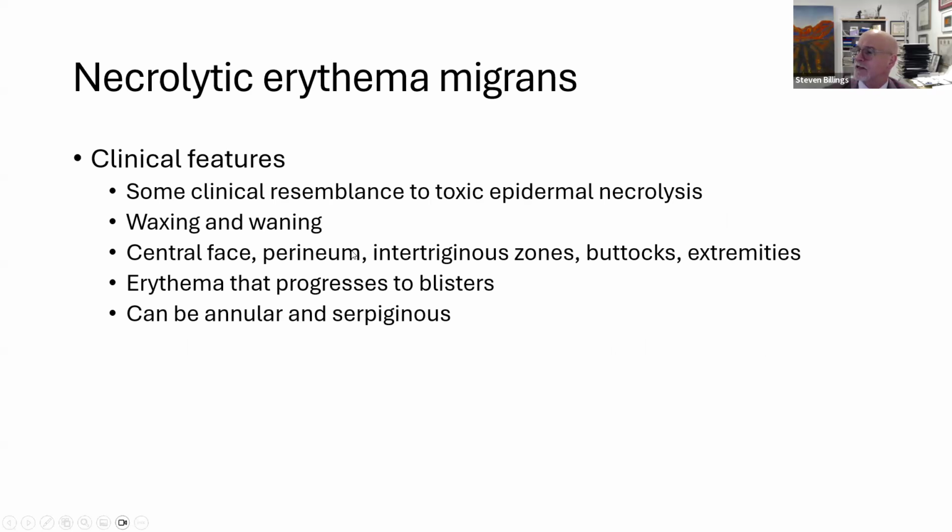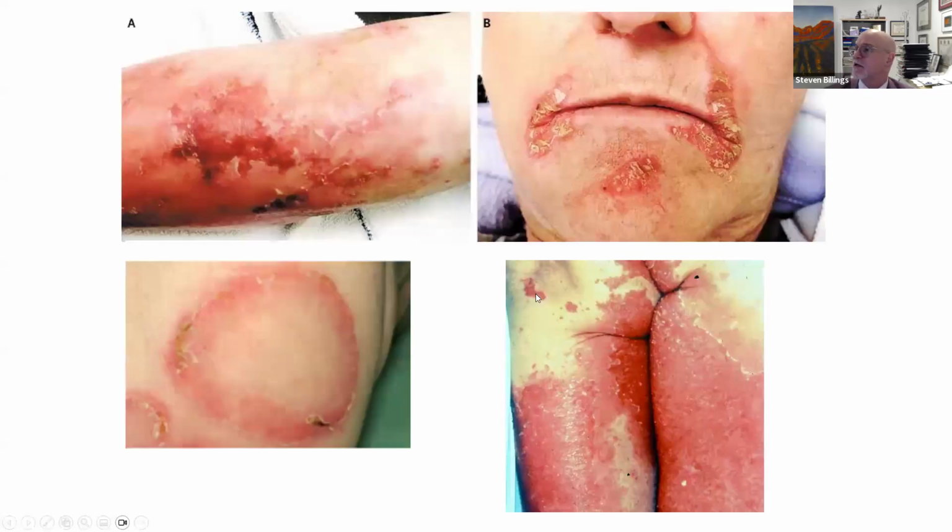It often involves the central face, perineum, intertriginous zones, buttocks, and extremities. You get erythema that progresses to blisters. Sometimes it's annular or serpiginous. Here we have some examples. You can see the perioral disease here, on the extremities and around the buttock, and you can see that here it is more annular appearing.